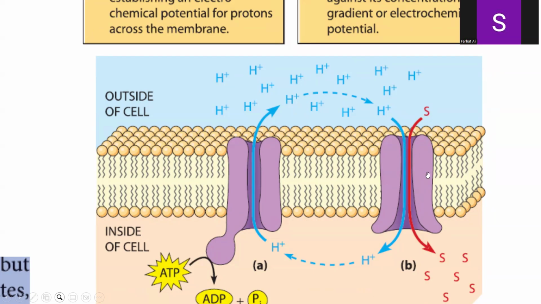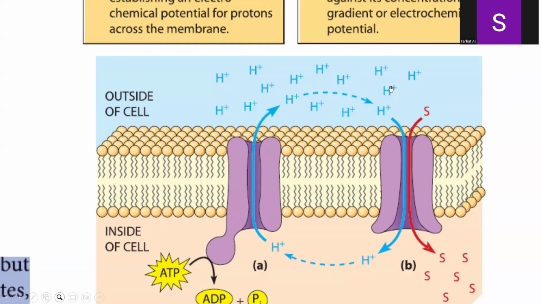So for example, in the second part, you see this protein on the right side that transports the solute S across the membrane. And again, this is against the gradient. The concentration of S is more inside the cell. So this process is not powered by ATP itself.